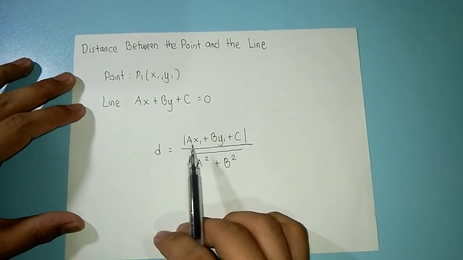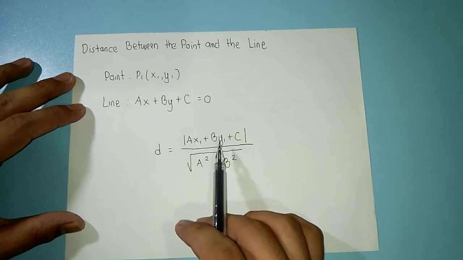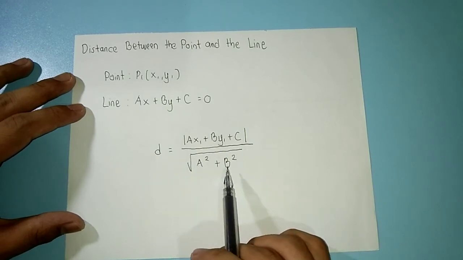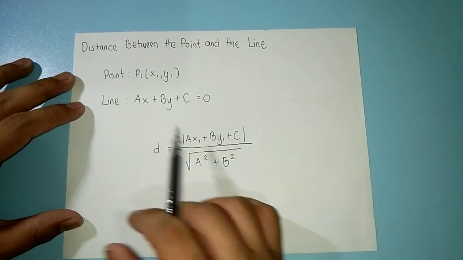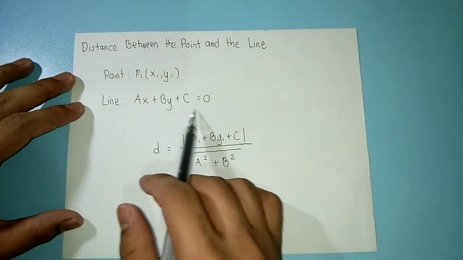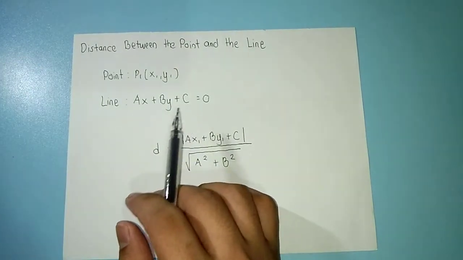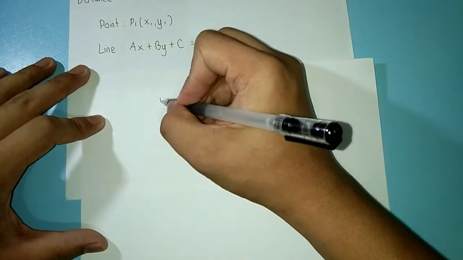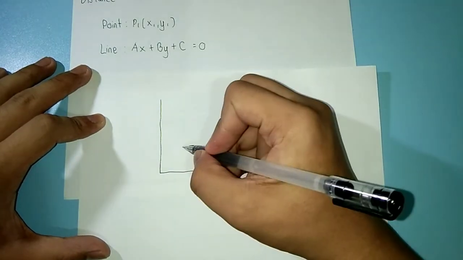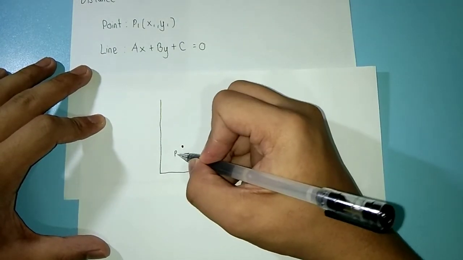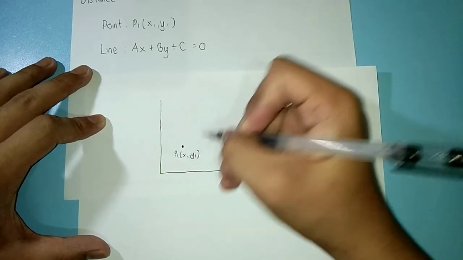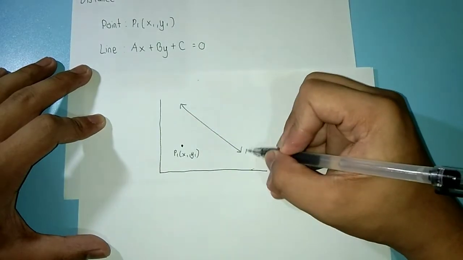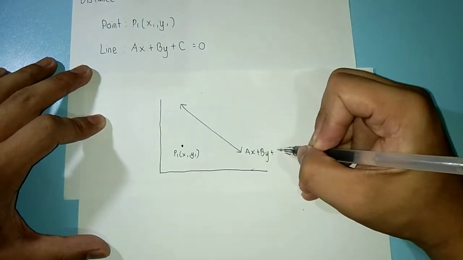Absolute value ng ax sub 1 plus by sub 1 plus c, all over the square root of a squared plus b squared. So by the way, dapat ang line natin ay naka-general equation. Okay? So para makita nyo yung itsura, let's say ito yung ating Cartesian plane. Ito halimbawa yung ating point, P sub 1, x sub 1, y sub 1. Tapos let's say ito yung ating line. Let's say ito yung ax plus by plus c is equal to 0.